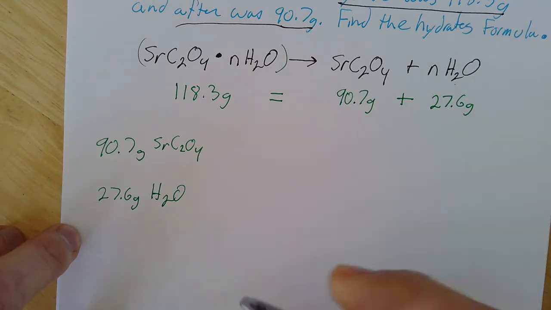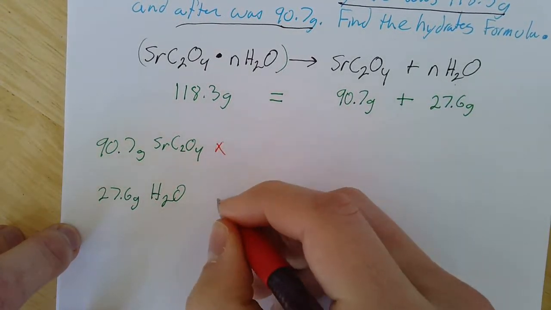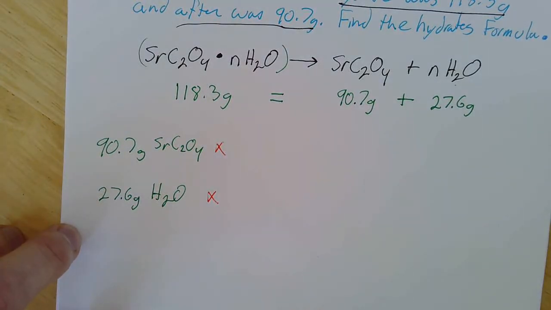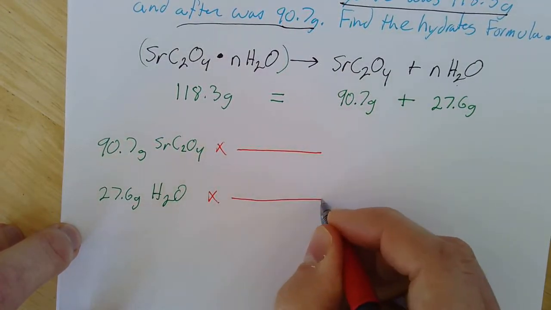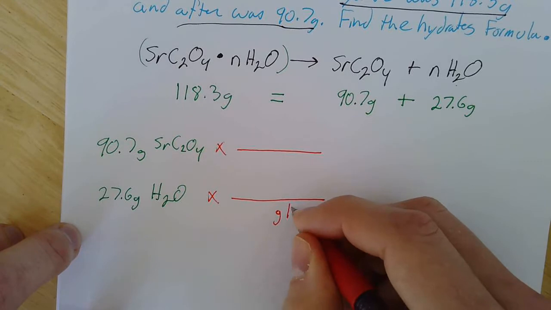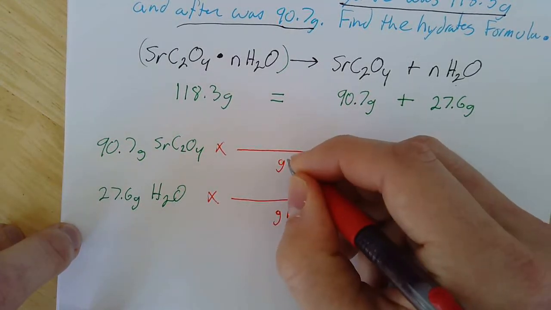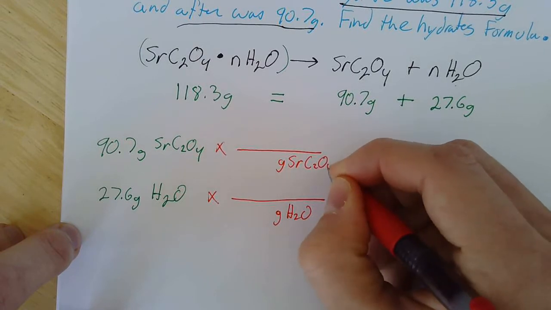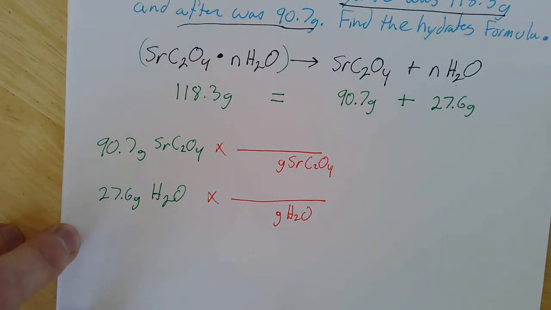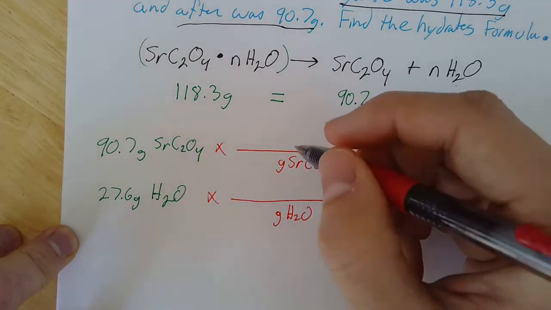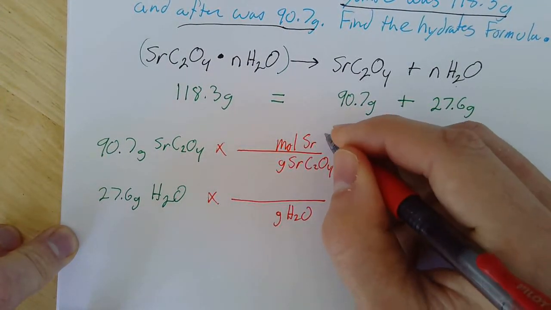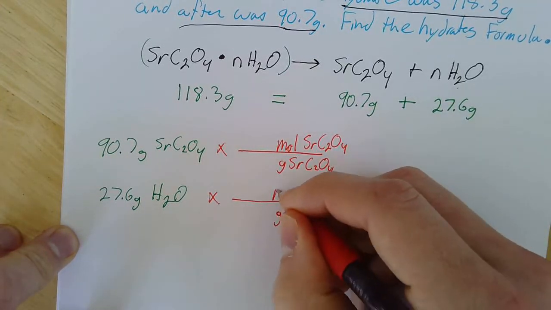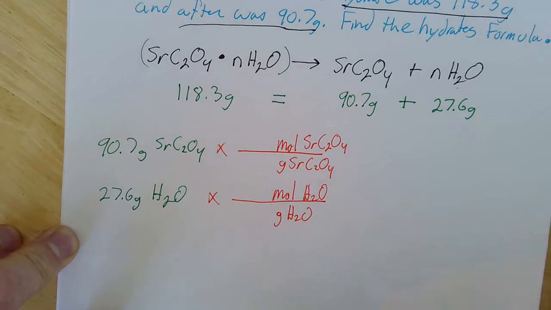All right? So the next step is we have to convert to moles. Just like last week, this week is all about determining the number of moles of something so we can compare. So we're going to put grams of H2O on the bottom here. We're going to put grams of SrC2O4 on the bottom there to get rid of them. Just like last week, the only thing we can use is moles for a ratio. There's got to be moles in every ratio at least one spot. So we're going to put moles of SrC2O4 on top and moles of H2O on the bottom.